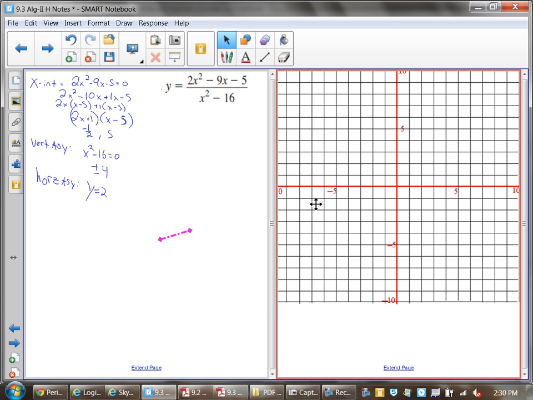From here, start plotting stuff. I know that my zeros were at negative 1/2 and 5. I had vertical asymptotes at plus and minus 4.